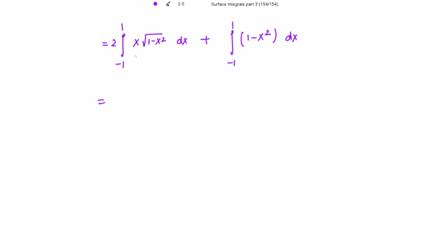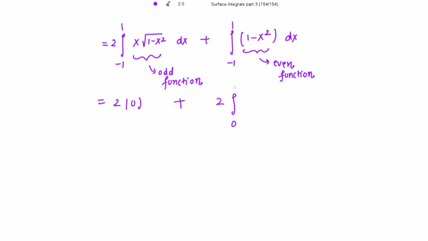Now because this is an odd function with equal and opposite limits, the integration for it is 0. I have used the result. Plus, this is an even function, and whenever we have an even function with equal and opposite limits, the integration changes into twice the integration from 0 to 1 of (1 − x²) dx. So this is 0 plus twice the integral from 0 to 1 of (1 − x²) dx.